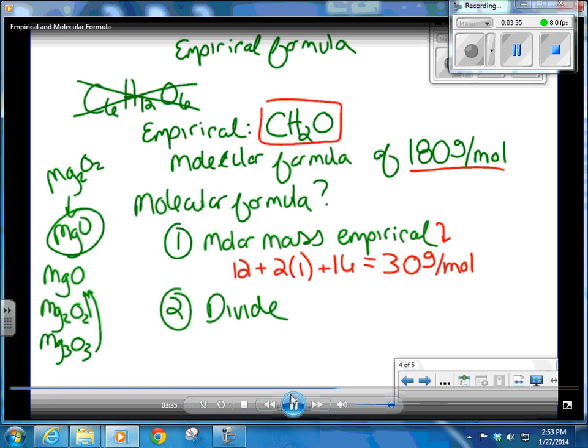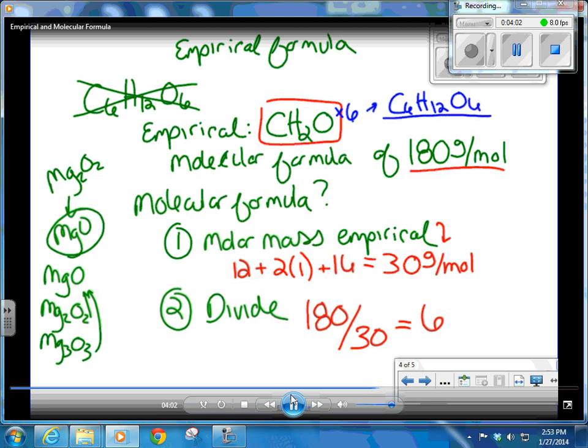Now you divide the bigger number by the smaller number. It's going to be the molecular formula by the empirical formula, which is always the case. So it's going to be 180 divided by 30. If you do that, your factor is 6. So you multiply each of the subscripts by 6 in order to get the proper molecular formula. In this case, we're going right back where we started to C6H12O6.